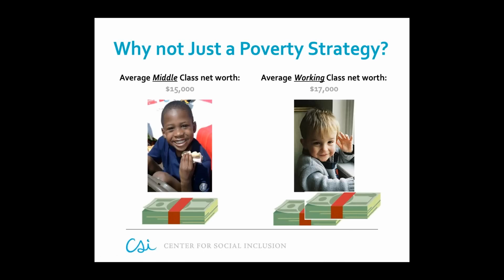The average net worth of a middle class black person is only $15,000, while the average net worth of a working class white person is $17,000. So that shows that even when black people are doing better with regard to income, their net worth is still less than a white person in a different class bracket.